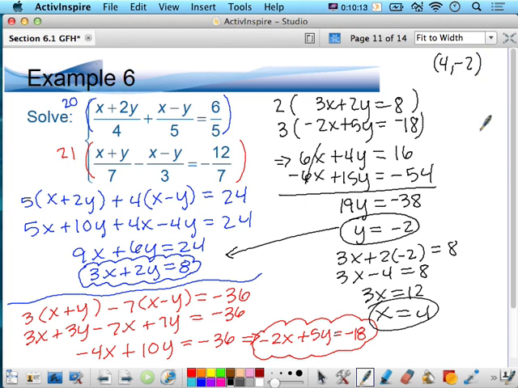And we should plug that back into the very original to check to see if it makes both of them true. But we're running low on time, so we're not going to take the time to do that.